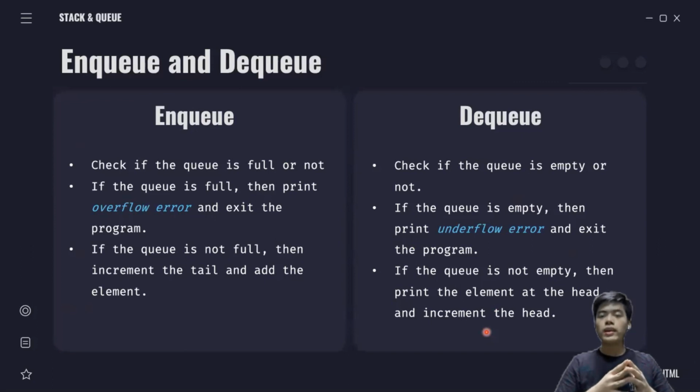About Dequeue, it checks if the queue is empty or not. If the queue is empty, it prints out an underflow error and then exits the program. Otherwise, if the queue is not empty, Dequeue then prints the element at the head and increments the head.